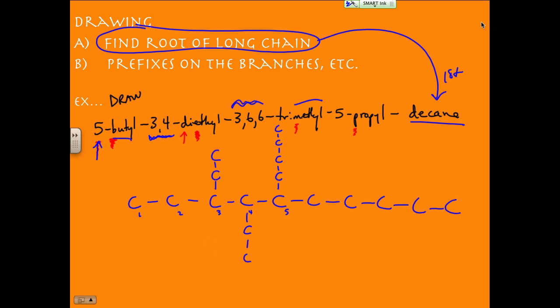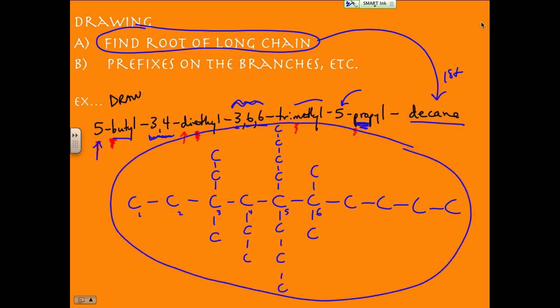All right, now this one says I have 3 methyls, but they're all 1, even though you have 3 of them, it's just they're off of different things. Off of the 3, I have a methyl. And look, off of the 6 and 6, notice I put 6 twice. That just means that off of the 6th one, I have a methyl on either side. So that kind of hits what Danielle was talking about as well. We got carbons on either side. Then, off of the 5, I've got a prop. Prop is how many? 3. So 1, whoops, that's not a C, that's backwards. 1, 2, 3. And this right here would be your 5-butyl 3,4-diethyl 3,6,6 trimethyl 5-propyl decane.